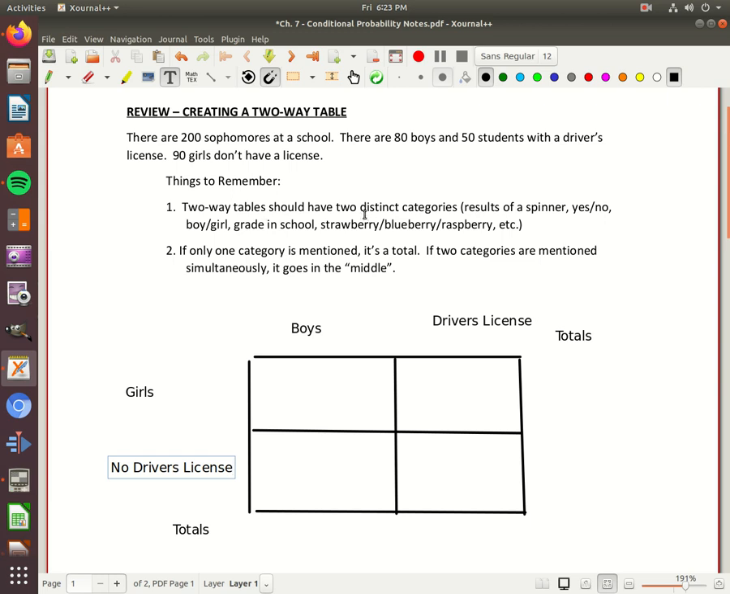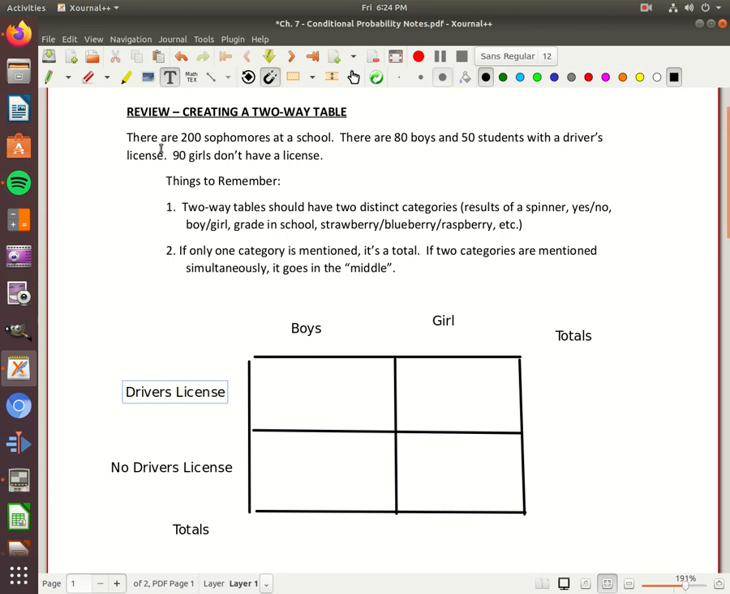So again, we want to keep in mind that it could be a boy or it could be a girl, and you could either have a driver's license or you could not have a driver's license. So we really want to make sure that we focus on those categories when we're making it. Then from there, it says if only one category is mentioned, it's going to be a total and it's going to go on the outside. Whereas if two categories are mentioned simultaneously, it's going to go in the middle, and we'll call this the middle for lack of a better term.